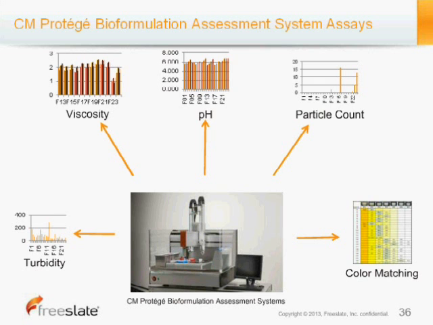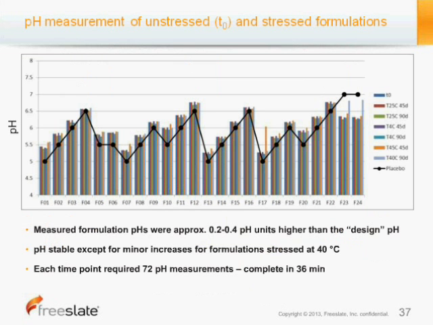Here you see the results from the pH measurement of the unstressed and stressed formulations. The black line represents the design pH, the target pH that the biotechnology company said the formulations would be formulated at. What we observed was that the measured formulation pHs were a little bit different than the design pH that was specified. What we also see is that over the course of the study, the pH was stable, except for very minor increases of the formulations that were stressed at 40 degrees C.